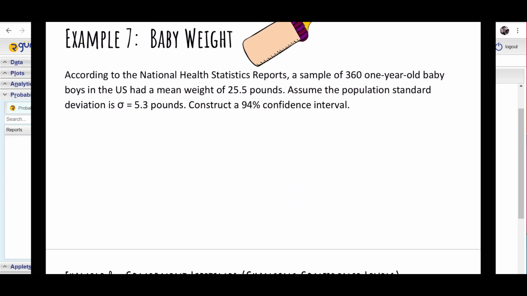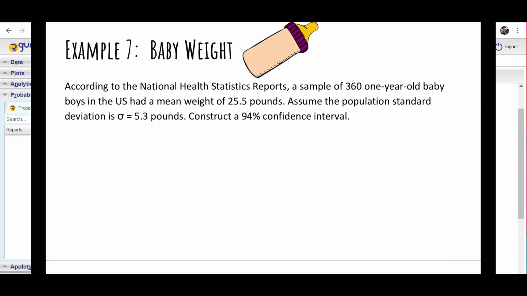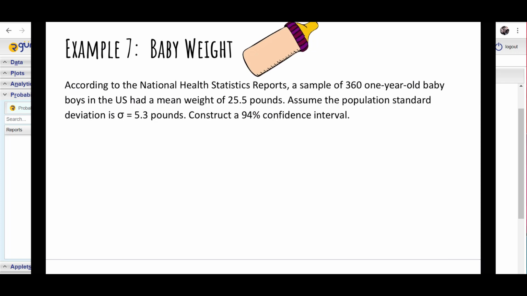All right, let's do another one. Baby weight. According to the National Health Statistics reports, a sample of 360 one-year-old baby boys in the U.S. had a mean weight of 25.5 pounds. Assuming the population standard deviation is sigma equals 5.3, construct a 94% confidence interval. So our assumptions are good. 360 is bigger than 30, and we know the population standard deviation is 5.3. So we can use our x bar plus or minus z alpha over 2 times sigma over square root n.